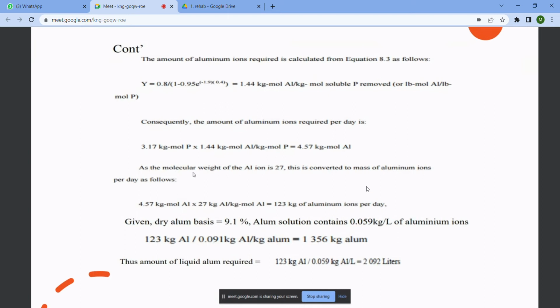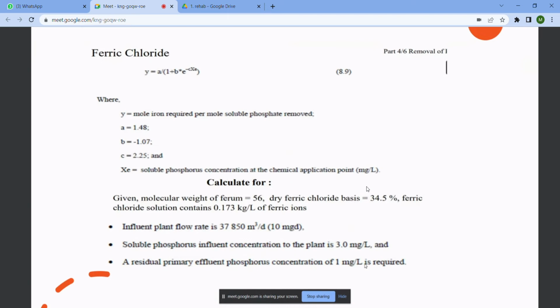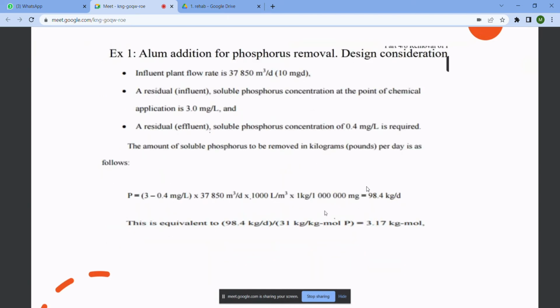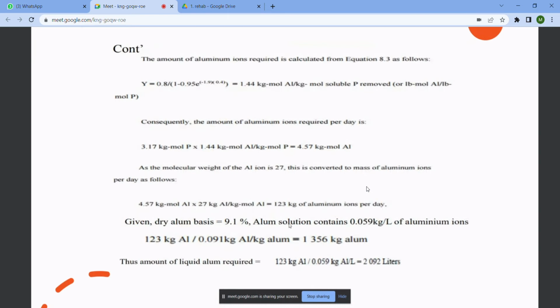The molecular weight for the aluminum ion is 27. The 31 just now is the atomic mass of phosphorus. Now we are talking about aluminum, and its molecular weight is 27, also a standard value. So this is converted to mass of aluminum ions per day as follows. 4.57 times 27, so you will get 123 kg of aluminum ion per day.